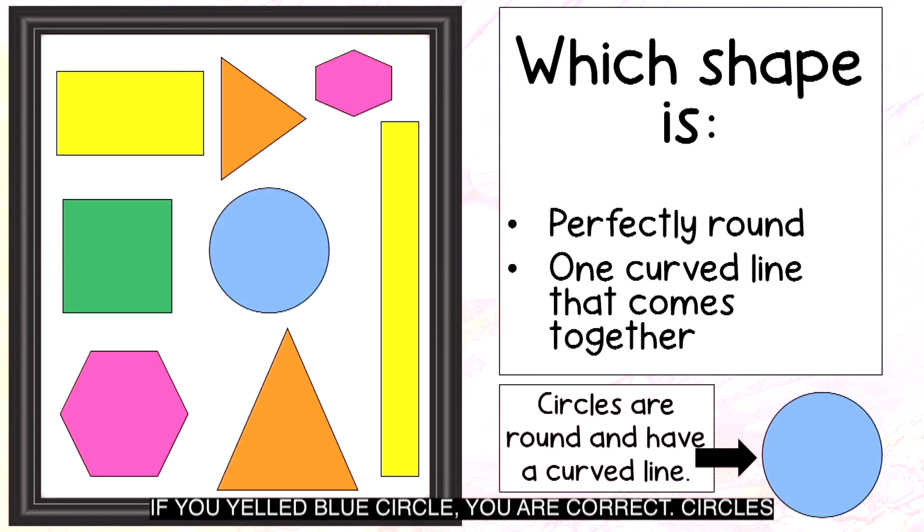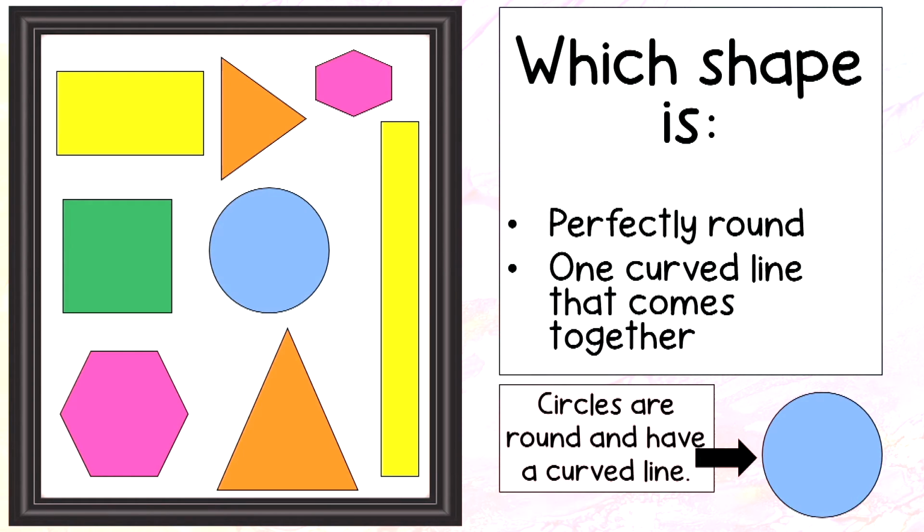If you yelled blue circle, you are correct! Circles are round and have a curved line. The circle is the only shape on this large piece of art that is round or has a curved line. No other shapes shown share these attributes.